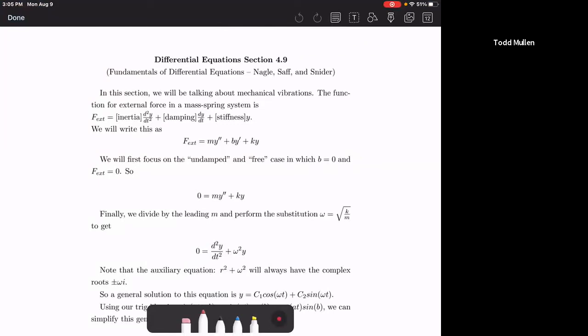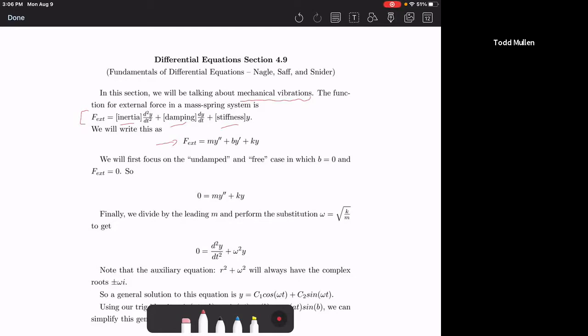This is section 4.9. In this section, we're going to be talking about mechanical vibrations, so some more real-world problems. So we have a function we're provided for external force in a mass spring system. That is, the external force is equal to inertia times the second derivative of y with respect to t, plus damping times the first derivative of y with respect to t, plus stiffness times y. So we can write this as such, with m representing inertia, b representing damping, and k representing the stiffness.